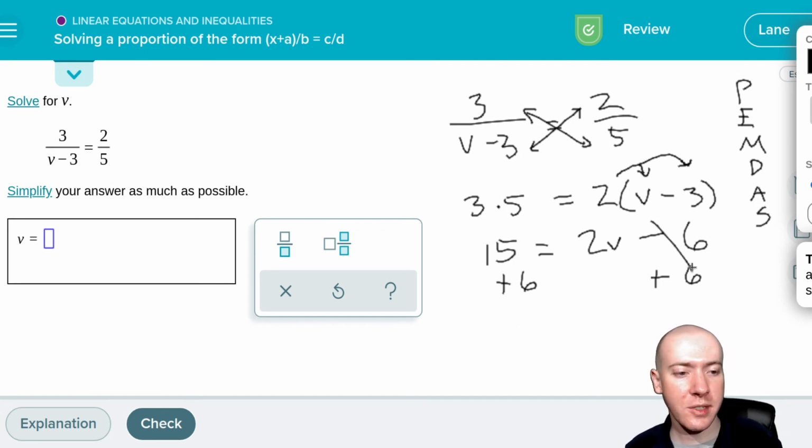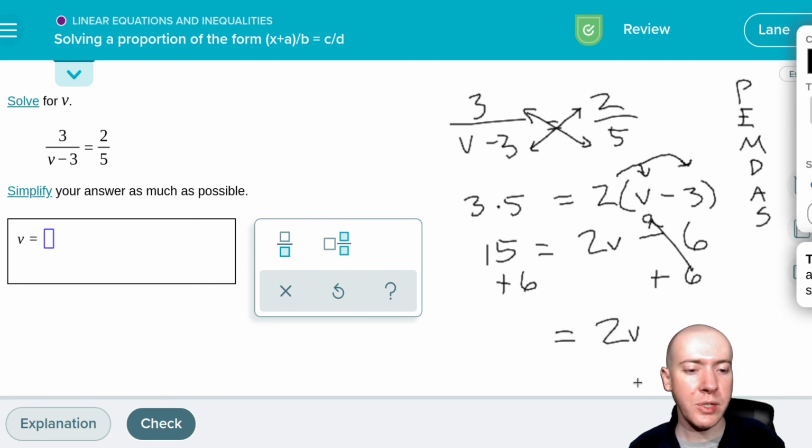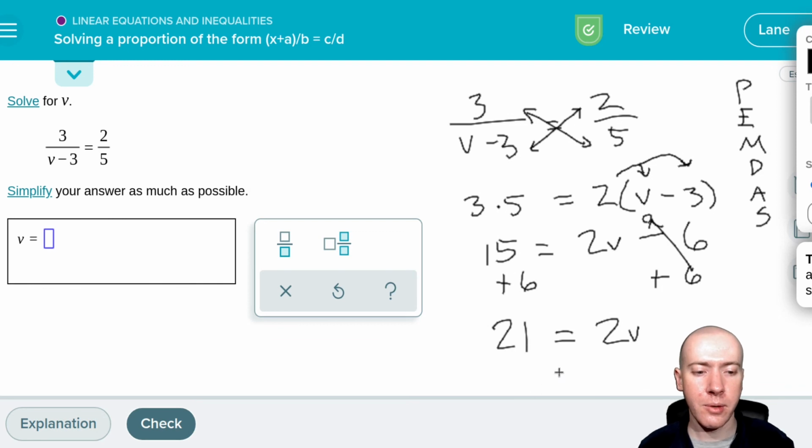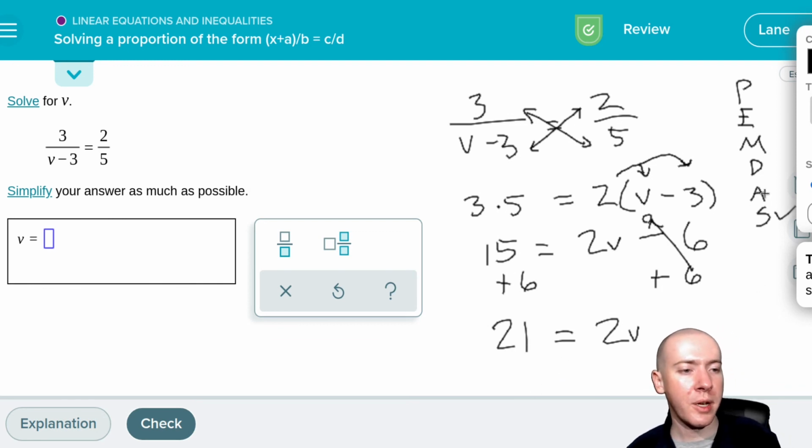Negative 6 plus 6 is 0. So on the right-hand side, we just have 2v. On the left-hand side, we have 15 plus 6, which is 21, right? Okay, so we're done with the subtraction. Now, is there addition here? No. Is there division here? No. Is there multiplication? Yes.